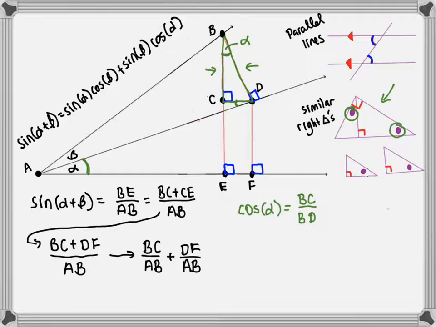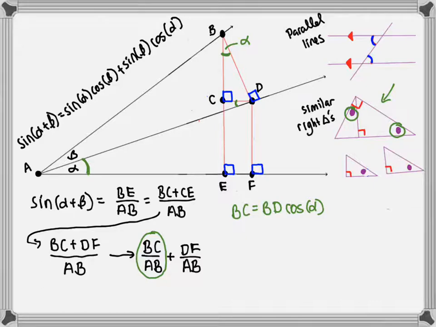And if I multiply each side by BD, these are going to cancel out, and I end up with BC equals BD cosine of alpha. Okay, so how does that help us? What we're going to do is combine these two statements right here. So we're going to concentrate on this first part of the fraction, BC over AB.